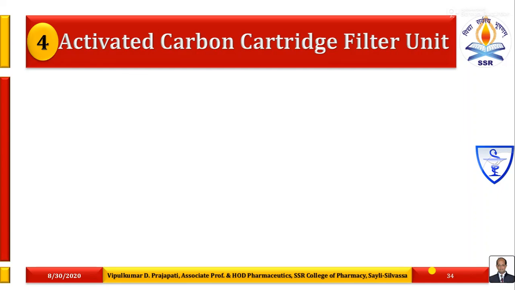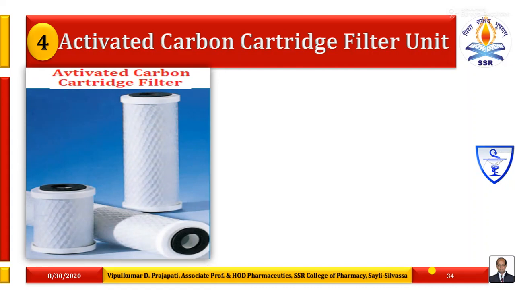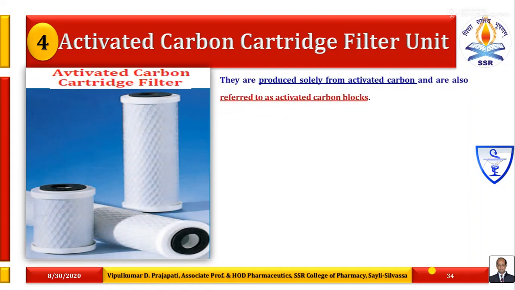The fourth one is known as activated carbon cartridge filter unit. This activated carbon cartridge filter is produced solely from activated carbon, meaning at high temperature the carbon is activated, its pores are opened, hence its rate of filtration is improved. So it is known as activated carbon. They are also referred to as activated carbon blocks.